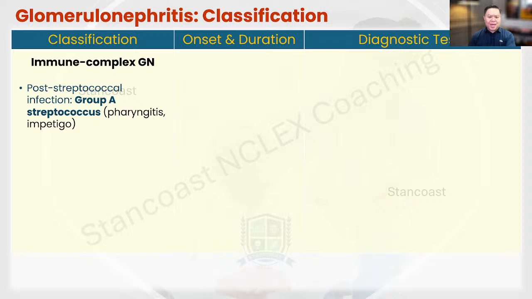Now, if you're going to ask, how does it happen? Well, after the infection, the body will produce the antibodies, and also it will try to fight the bacteria. And these antibodies will combine with the bacterial antigens, and it will now form the immune complexes. Please take note of that. Again, the body will produce the antibodies to fight the bacteria, and the antibodies will now form with the bacterial antigens, and they're going to end up being immune complexes.